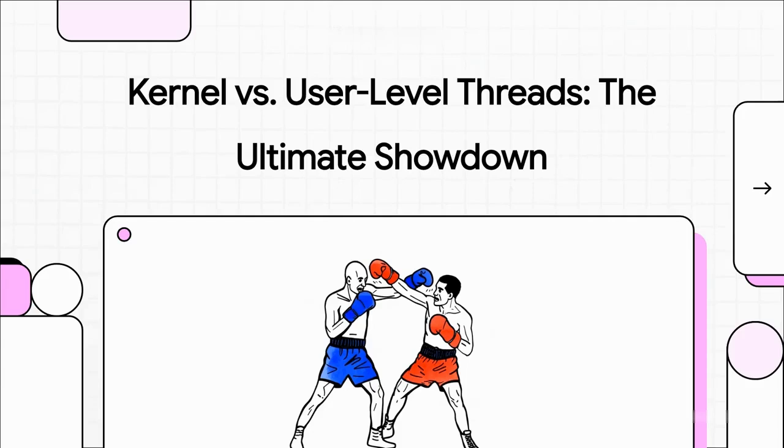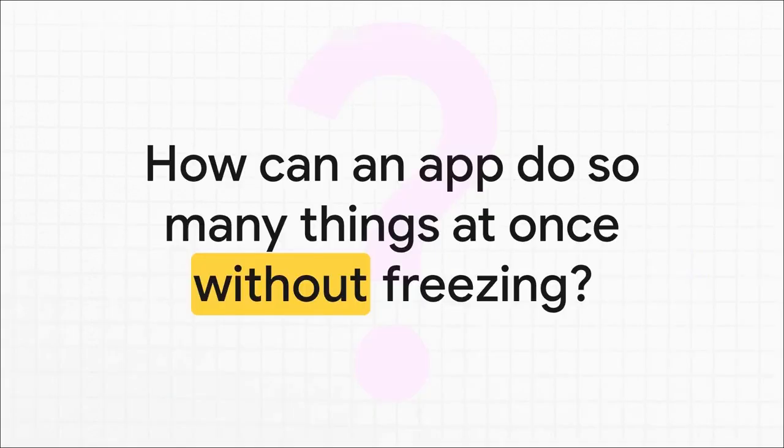All right, welcome back. Today we're going to jump into a really cool and kind of fundamental topic in computer science. We're talking about the ultimate showdown, user-level threads versus kernel-level threads. Yeah, this is the stuff that makes all our apps tick. But before we get into the nitty-gritty, let me just ask you this.